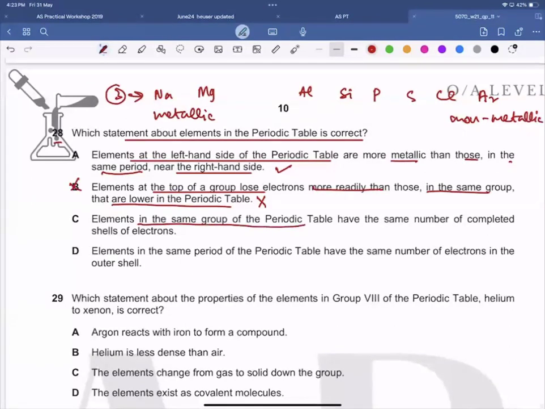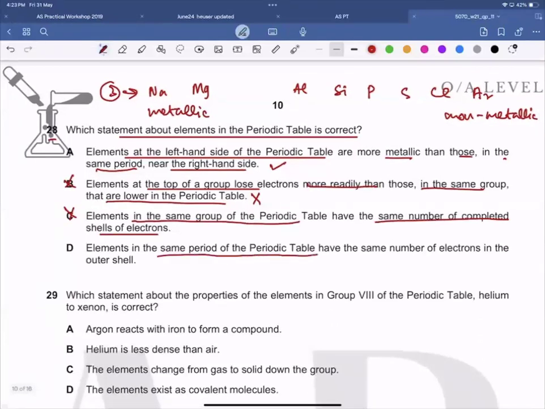Elements in the same group of the periodic table have the same number of completed shells of electrons. No, their shells of electrons are always increasing. They have the same number of electrons in their valence shell. So C is wrong as well. Elements in the same period have the same number of electrons in the outer shell. No, they have the same number of electron shells. Their outer shell number of electrons is different if they are in the same period. So B, C, and D go wrong, and A is the correct answer.